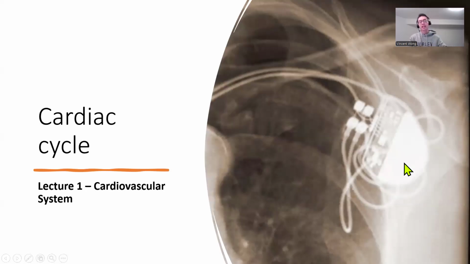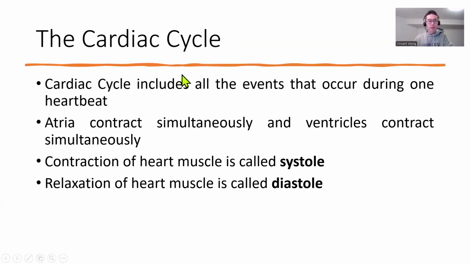So a pacemaker is needed in some cases when the person is unable to regulate their own heart rate. And let's take a look at how heart rate is normally regulated. So the cardiac cycle includes all the events that happen during one heartbeat. One heartbeat is basically the atria contract followed by the ventricles contracting. So top squeeze, bottom squeeze, that's one cardiac cycle.